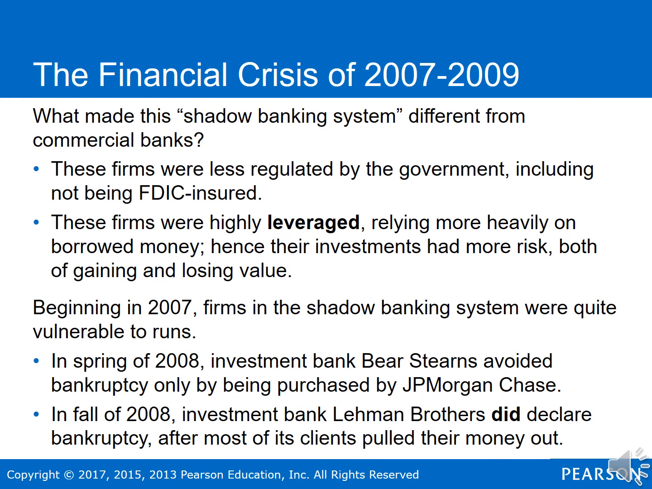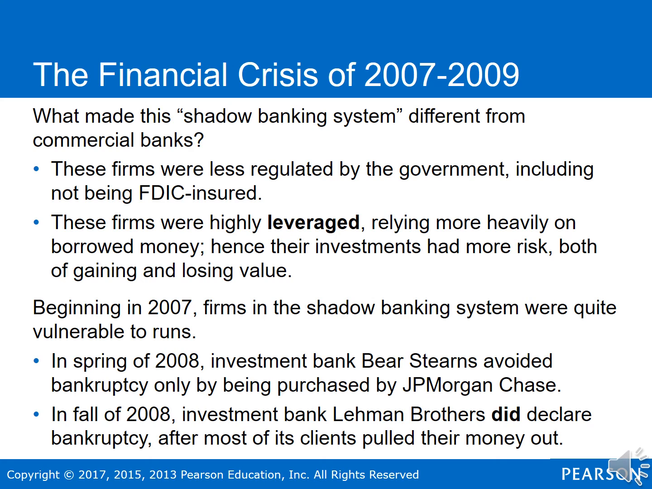So during the financial crisis from 2007 to 2009, the shadow banking system played a major role in causing and making that crisis deeper. Now, why there was a difference here and why the shadow banking system matters is that these firms were less regulated by the government, and they weren't FDIC insured because they weren't commercial banks. These firms also became highly leveraged, so they relied more and more heavily on borrowed money. So they wouldn't just invest the money they had, they would borrow money at a lower interest rate and then invest it to try to earn a higher return.